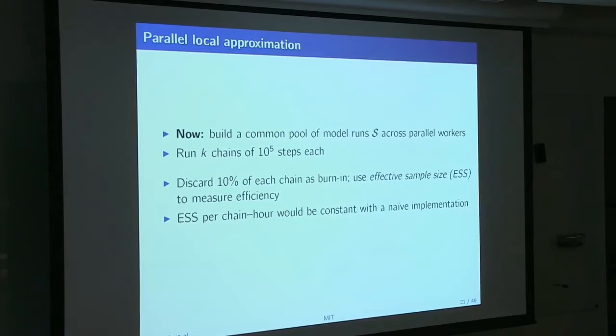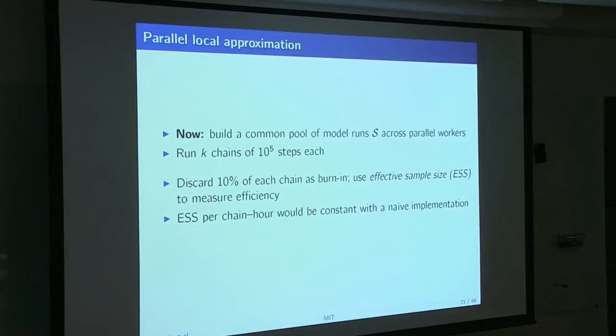So as we get more and more chains, they should be able to exchange these model evaluations, and each chain should then individually hopefully be able to evaluate the forward model less frequently. So the experiment here is we run k chains, where k is going to change, of 10 to the fifth steps each. We discard maybe the initial part of the chain as burn-in. We look at the effective sample size.